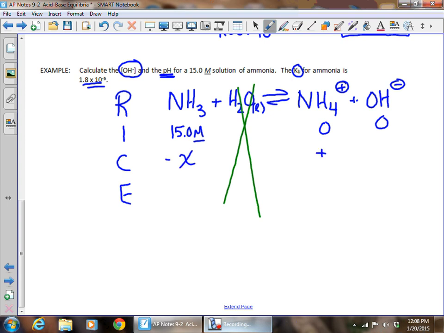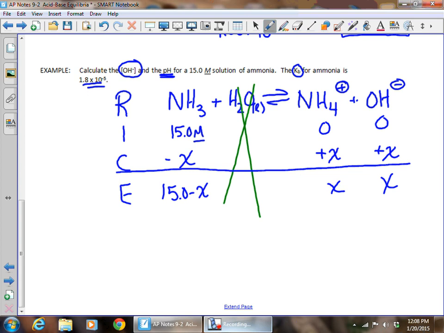And you'll write minus X plus X plus X so many times in acid-base equilibrium. You have to be careful because when you get back to a gas phase problem, you'll have to be careful not to miss those 2x's and 3x's, etc. So be careful for that. So 15.0 minus x, x, and x.